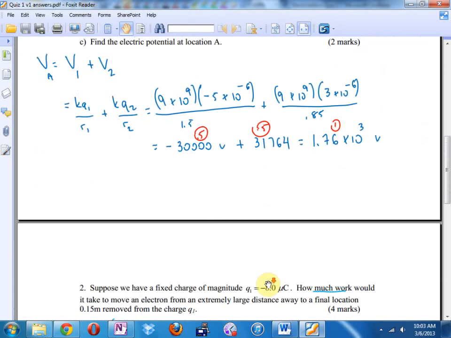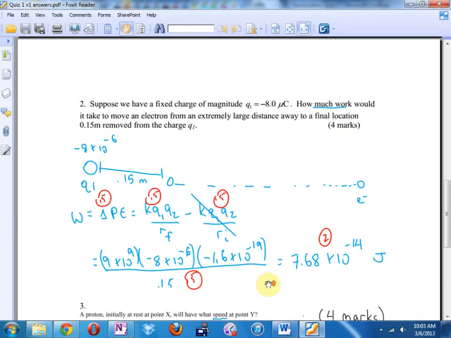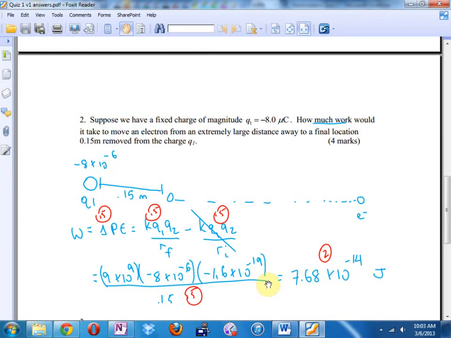Next page. Number 2 says, suppose we have a fixed charge of magnitude. So a fixed charge, I drew my little fixed charge right there. Fixed means held in place, can't move. How much work, oh, and I said the charge is negative 8 microcoulombs. How much work would it take to move an electron from an extremely large distance away, over here, to a final location 0.15 meters removed from charge Q1?